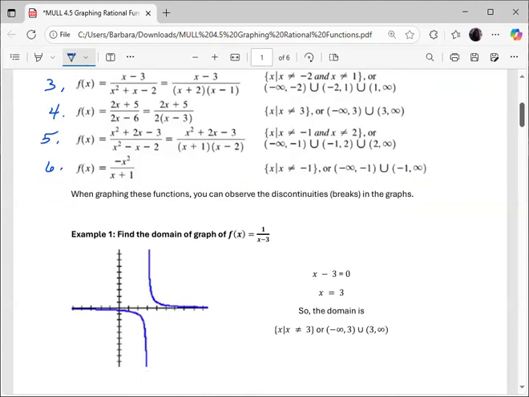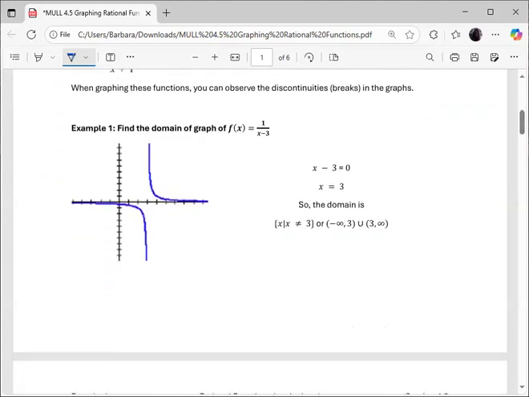So in example 1, we're going to find the domain of f of x equals 1 over x minus 3. I have it sketched here to the left. If you take the denominator, x minus 3, set it equal to 0, and solve for x, we can see x cannot be 3. And I wrote it in interval notation.